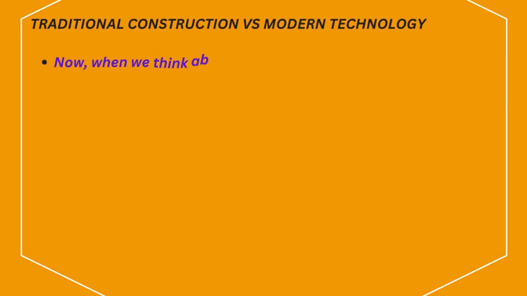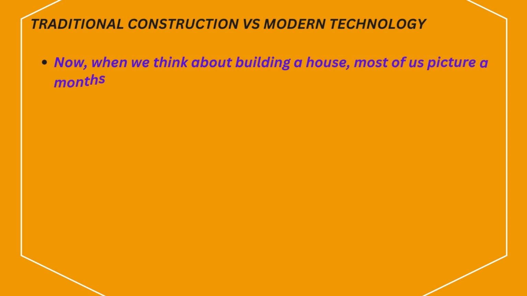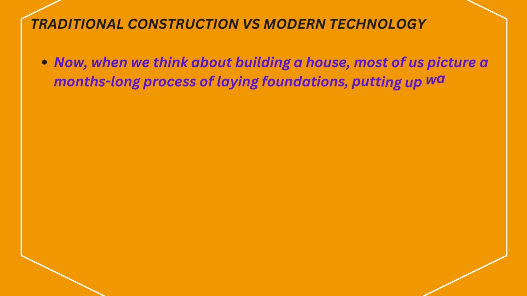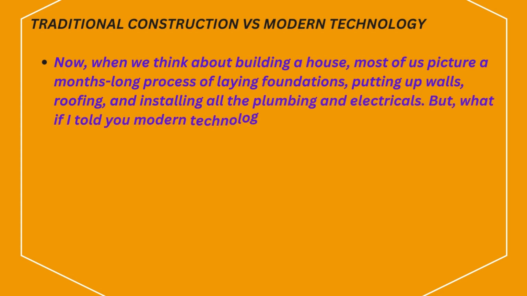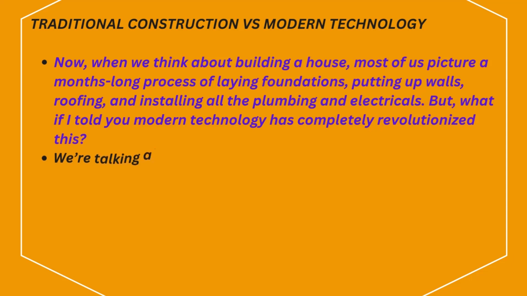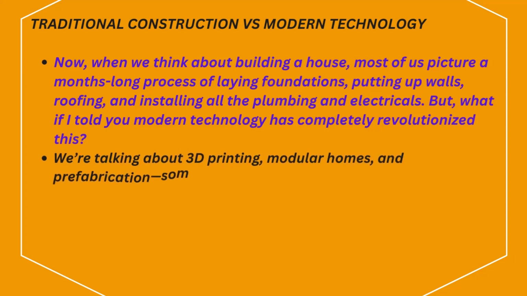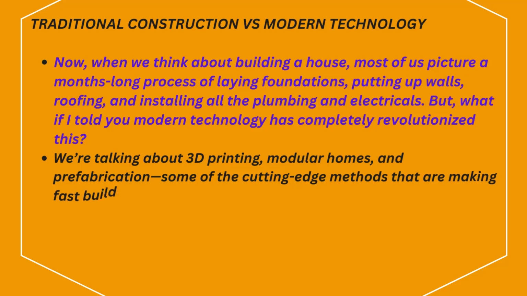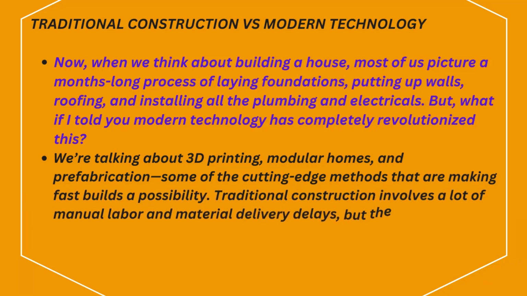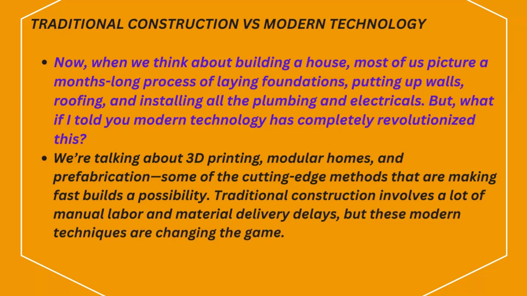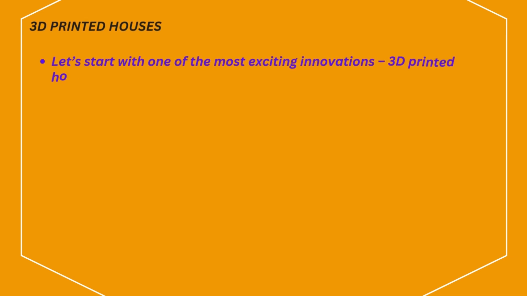Traditional construction versus modern technology. Now, when we think about building a house, most of us picture a months-long process of laying foundations, putting up walls, roofing, and installing all the plumbing and electricals. But what if I told you modern technology has completely revolutionized this? We're talking about 3D printing, modular homes, and prefabrication, some of the cutting-edge methods that are making fast builds a possibility. Traditional construction involves a lot of manual labor and material delivery delays, but these modern techniques are changing the game.